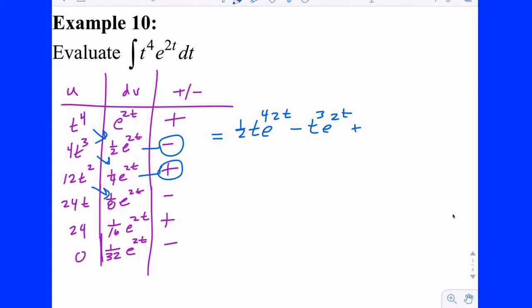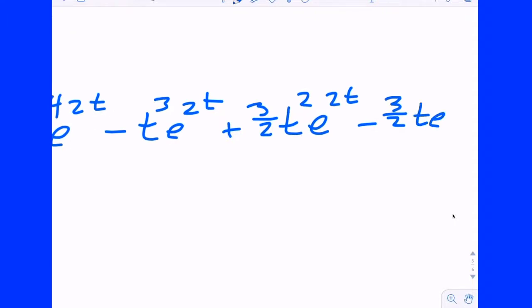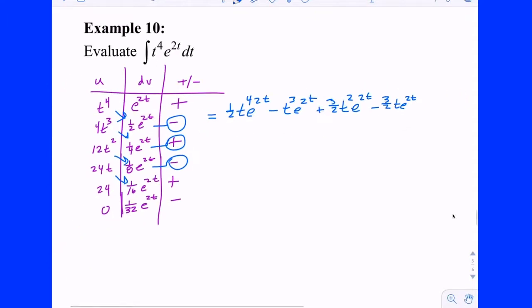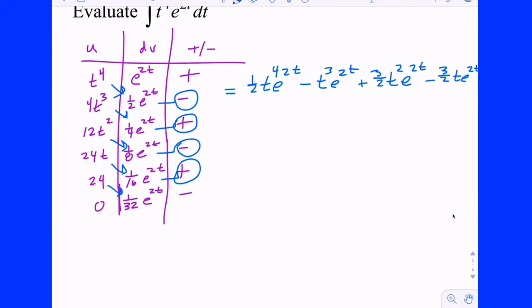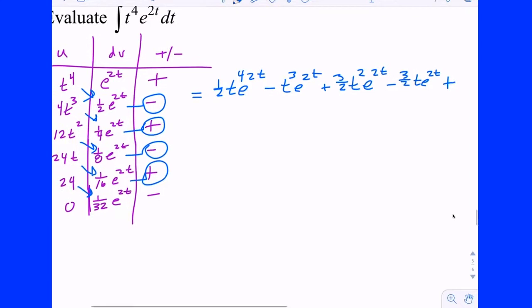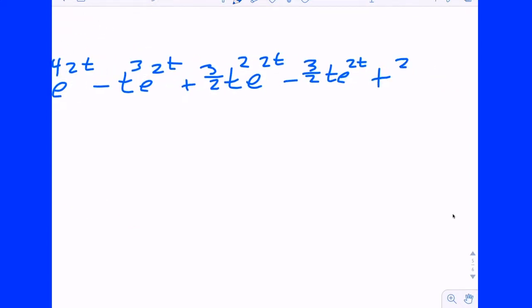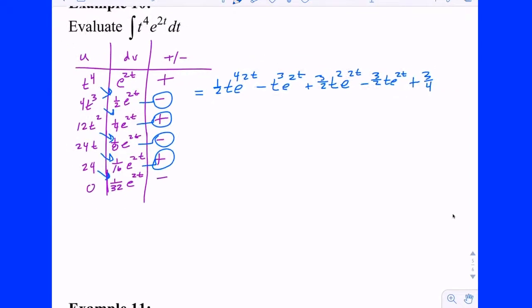The next product, 12/8, that becomes 3/2 t squared e to the 2t. Pick up the sign of the next term, it's minus. The product, 24/16, that's going to be another 3/2 t e to the 2t. Pick up the next sign, it's plus. The next product is 24/32, which is 3/4 e to the 2t.